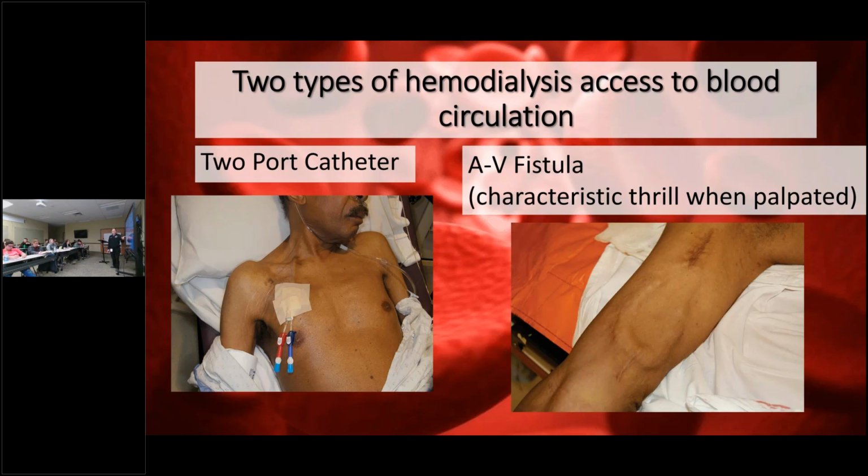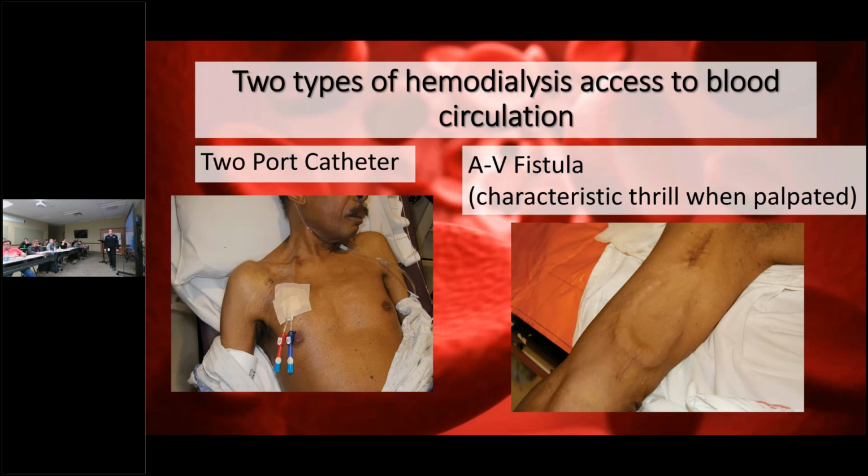And then there's also a 2-port catheter. Keep in mind that these 2-port catheters are a huge source of infection, right? Because this is a tube sticking in their body. Anytime you have a tube sticking in somebody's body, you want to be very mindful of the caps on these and that kind of stuff, because that's a direct line into their arteries. So be mindful of that.